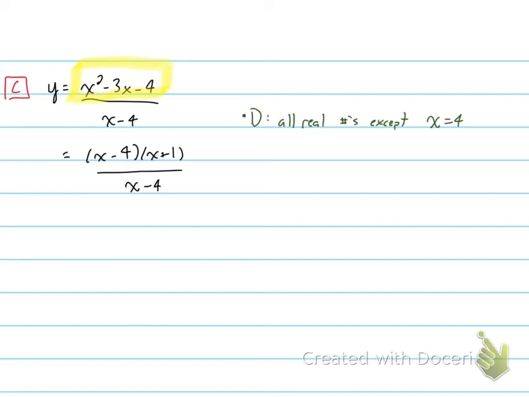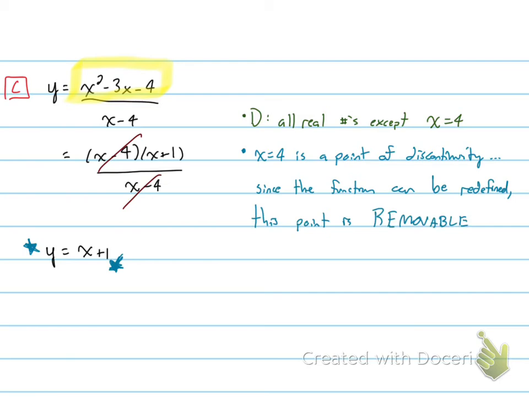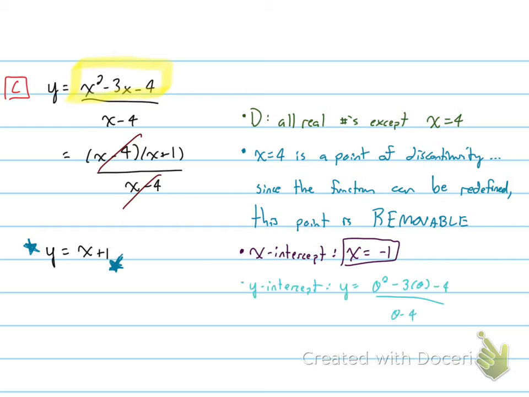My domain here is all real numbers except for x equals 4. X equals 4 is my point of discontinuity, but I can cancel these out and redefine this function as y equals x plus 1. So since the function can be redefined or simplified, that point of discontinuity is removable. My x-intercept would be at x equals negative 1. My y-intercept would be at 1.